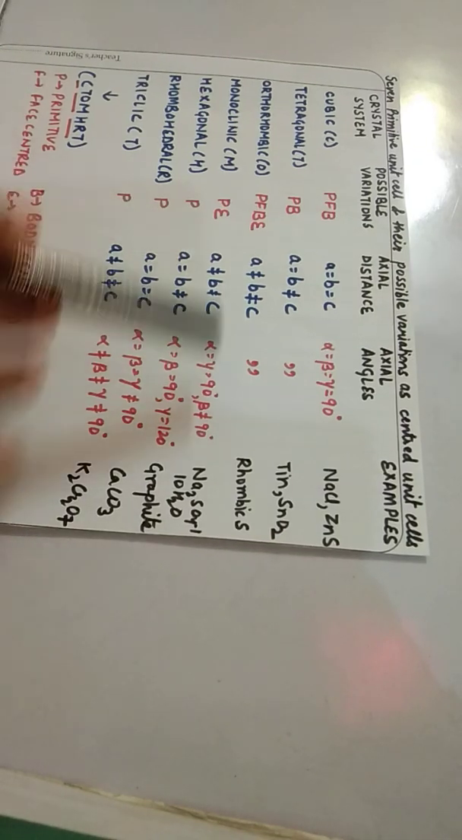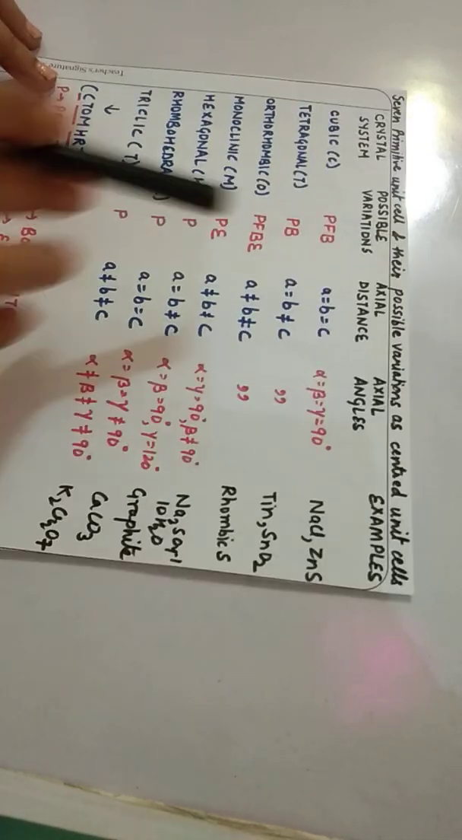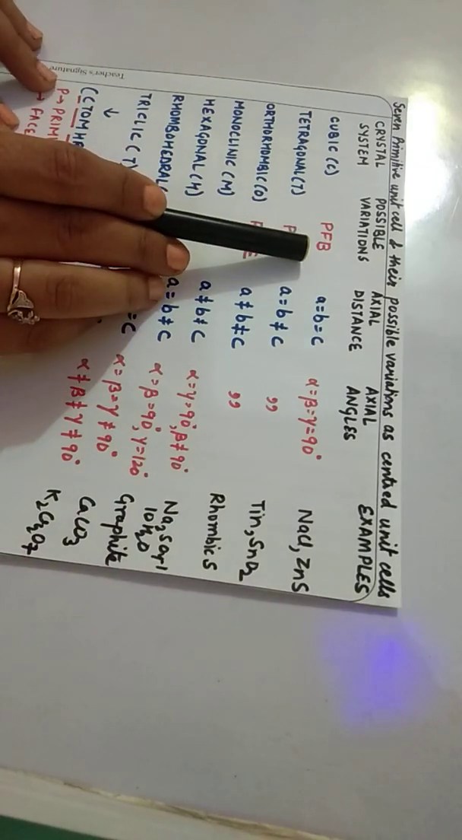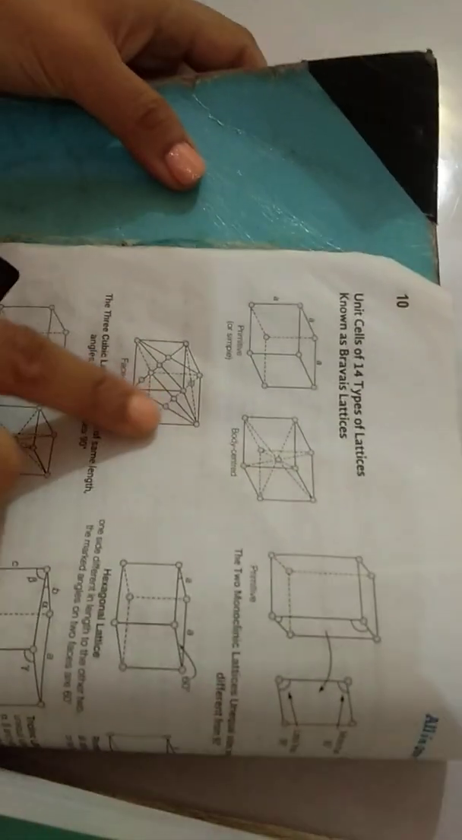So I just hope this one is clear to everyone. You know what is primitive cell, you know what are face centered, body centered. So you can make the structures also. Here it is shown. There are 14 possible Bravais lattices that we have discussed.